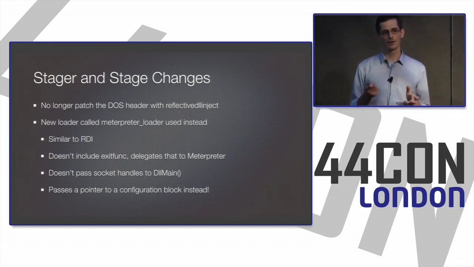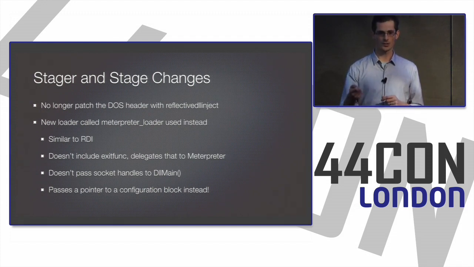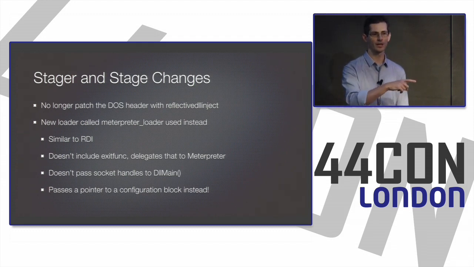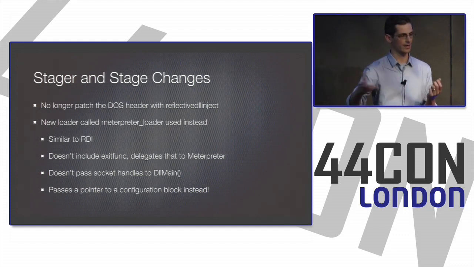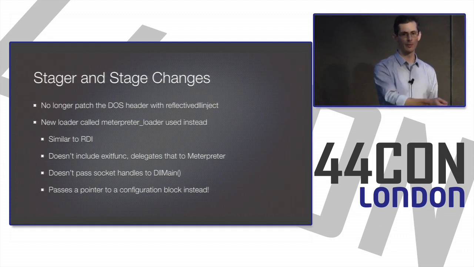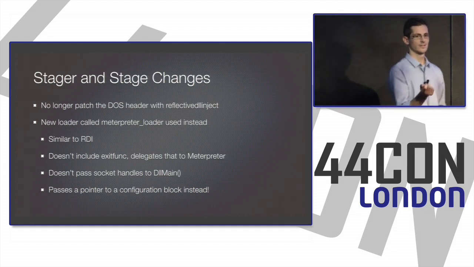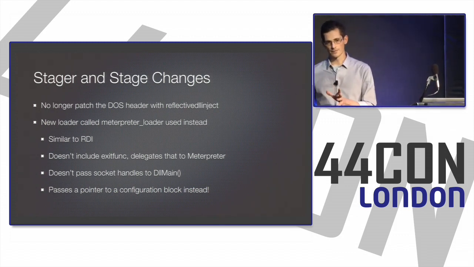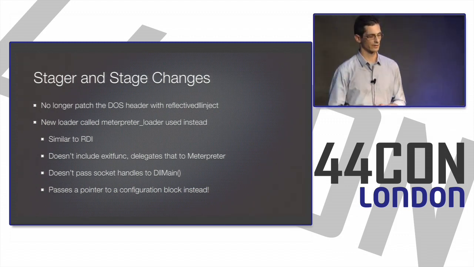So instead of giving Meterpreter a socket handle reference so that it can take over communications, Meterpreter now expects a pointer to somewhere in memory where that configuration block lives. And so this new loader doesn't take the socket out of RDI, shove it on the stack and make a call. It takes it out of RDI, writes it to an area of memory inside the config block, and then sends a pointer to the config block to Meterpreter instead. And it no longer worries about exit func. It lets Meterpreter handle that for you.